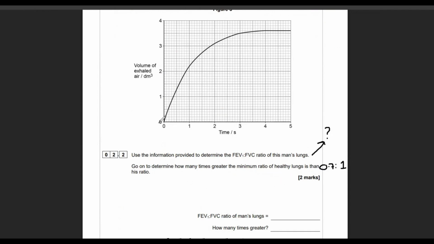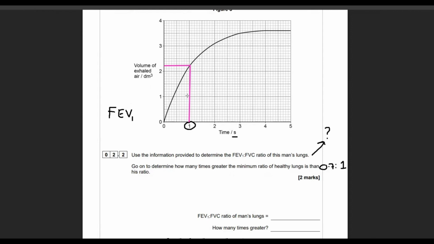So we know the ratio of a healthy person is 0.7 to 1. Let's find out what his ratio is. So we want to check out his FEV1. And what does the 1 stand for? 1 second. So let's look up how much air did he breathe out in 1 second. And let's write that down. So we're going to draw a straight line up. And I think that goes up to there.